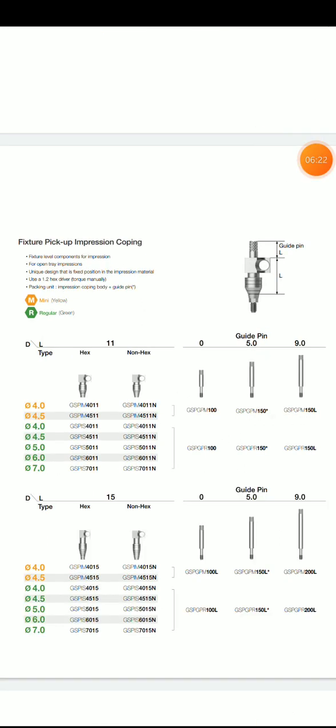The pickup impression and transfer impression are both implant level impressions. So keep in mind, the pickup impression is for open tray impression and the transfer impression is for closed tray impression.